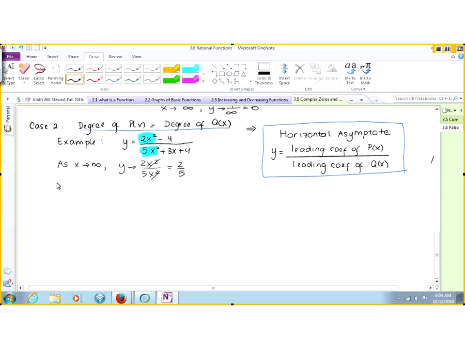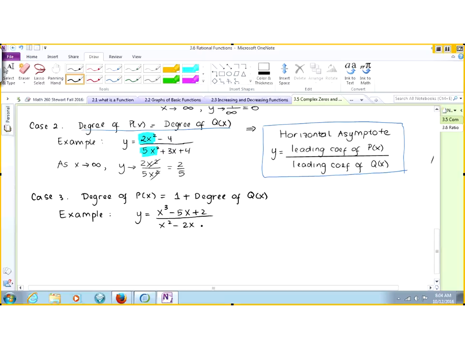Okay, so case 3. The degree of the numerator is 1 more than the degree of the denominator. So for example, we have y is equal to x cubed minus 5x plus 2 divided by x squared minus 2x minus 3.